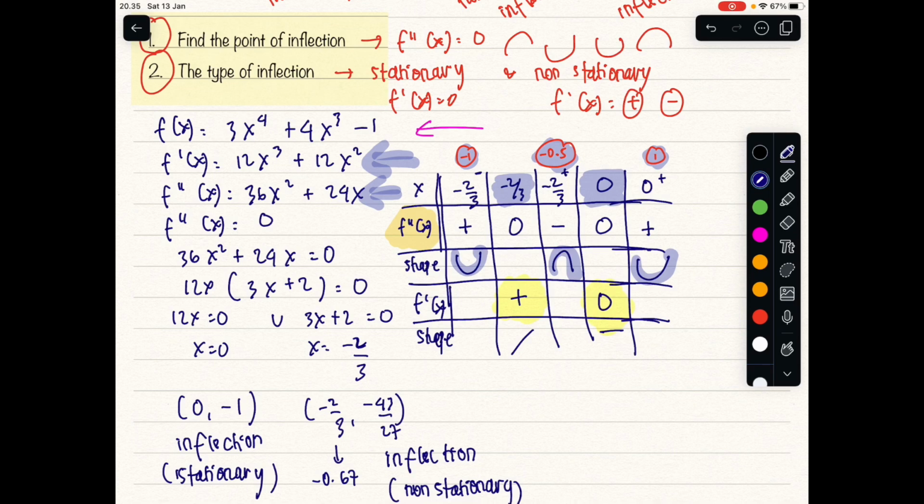After we know they're the points of inflection, you need to determine the type of inflection point, because there's two: stationary and non-stationary. Then you test those points using the first derivative. If the result of the first derivative, when you input those points in, is positive or negative, then we call it non-stationary. If the result of the first derivative is 0, then we call it stationary inflection.